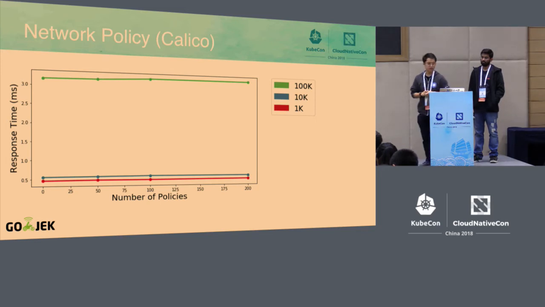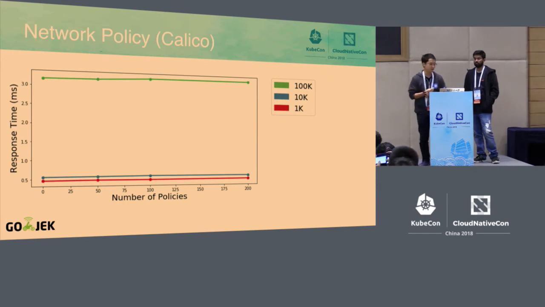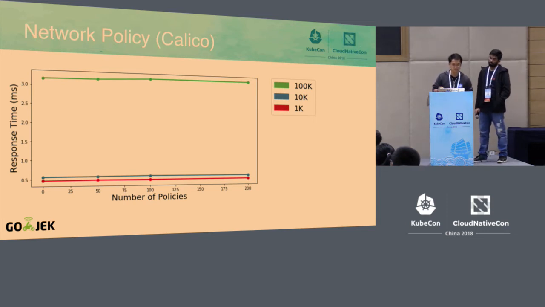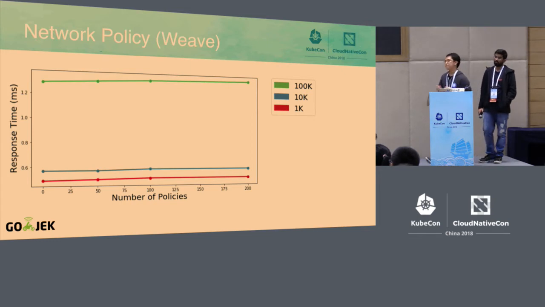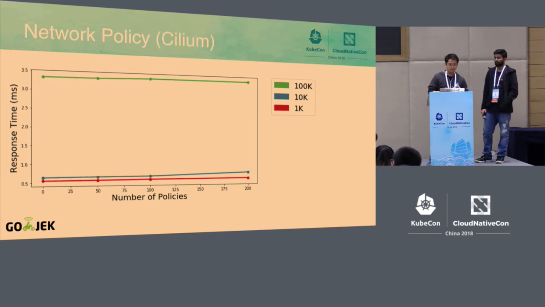Here's the result. For Calico network policy, there's no meaningful delay at all introduced in the response time. At max, around 0.1 millisecond, we could notice very slightly for the 100 kilobyte response when we tried to increase the number of policies from 50 to 100. And then Weave also provides us with a similar result, which is a non-significant additional response time. For Cilium, also a similar result, probably around 0.2 millisecond for the blue one.